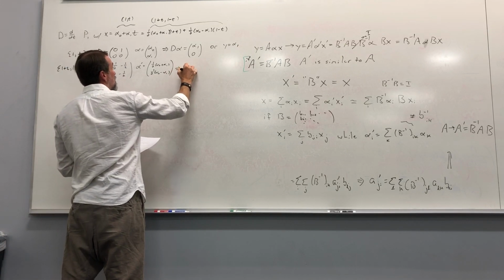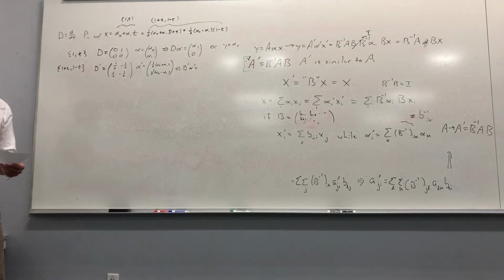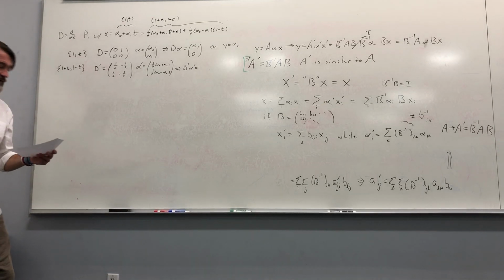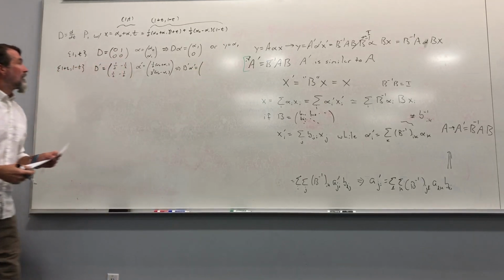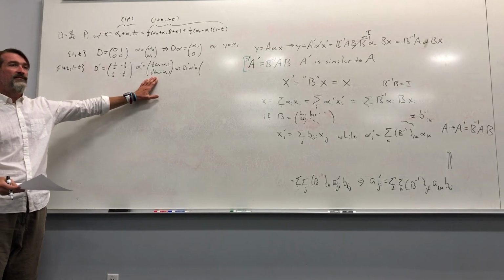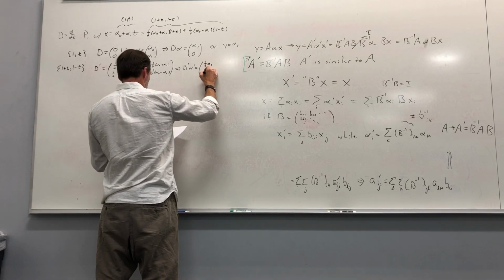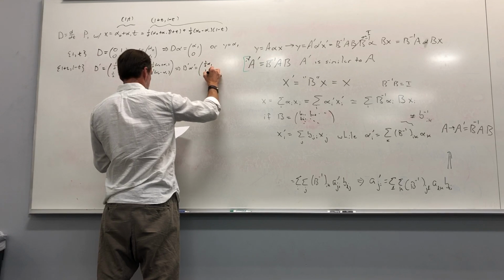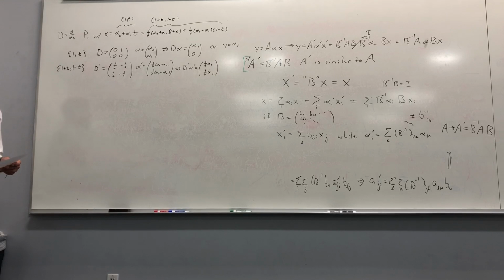And lo and behold, if I take D prime and I act on the vector, and that prime is not the derivative, it's just a different version of the differential operator. If I take this matrix and multiply this vector with it, I get 1/2 alpha 1, 1/2 alpha 1. Okay.